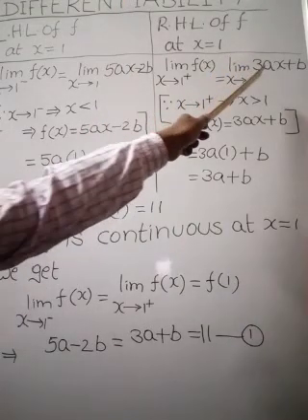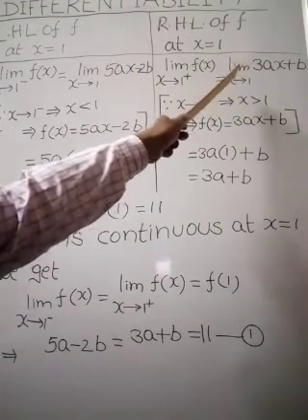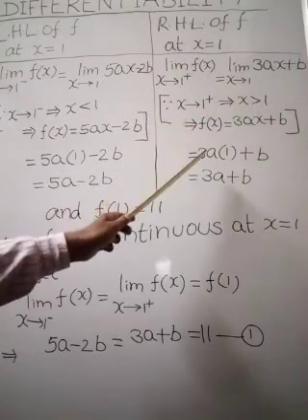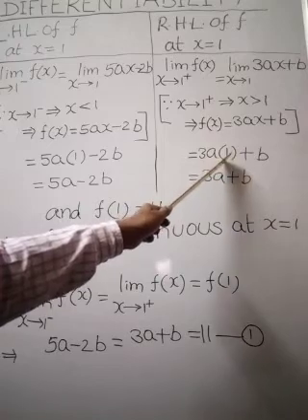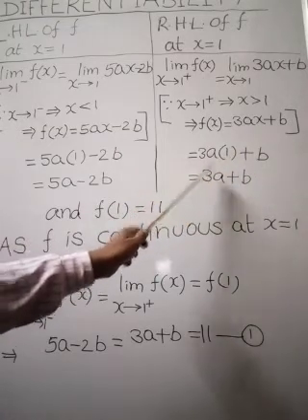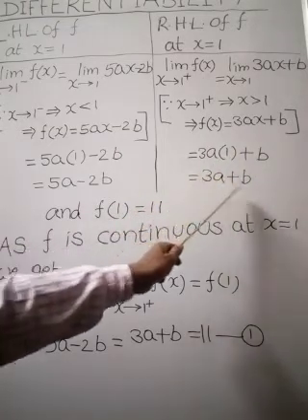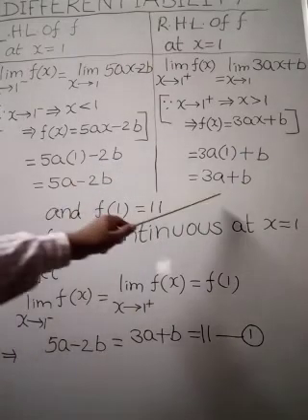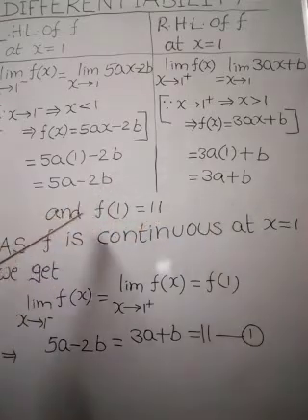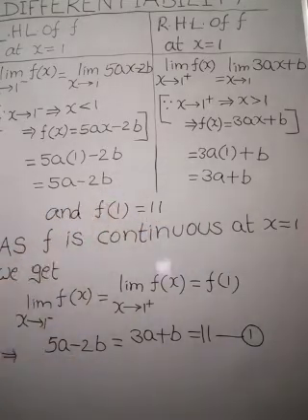Right. Now we are going to find the limit of that function as x tends to 1. Means substitution method. So 3a into x means 1, plus b. By simplifying these terms, we get 3a plus b. So here we got the left hand limit and here the right hand limit. And also f of 1 is equal to 11. It is already defined in the question.